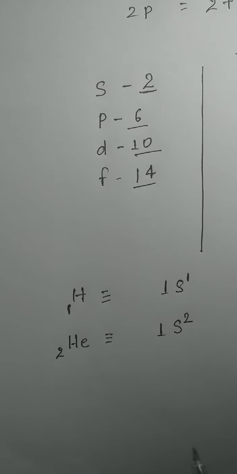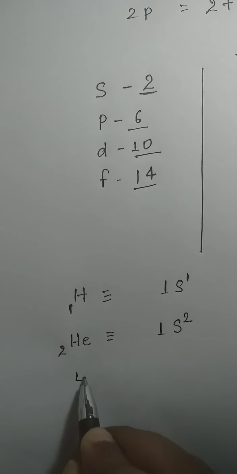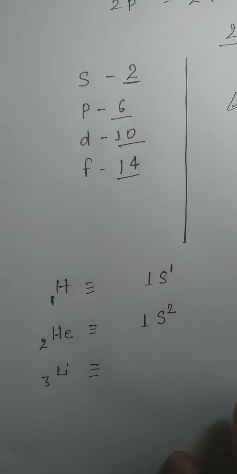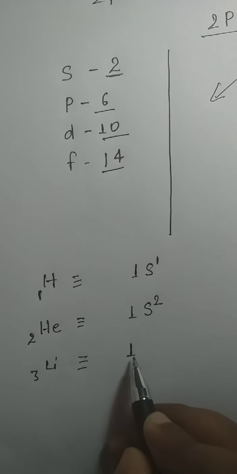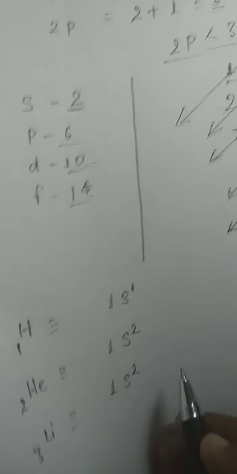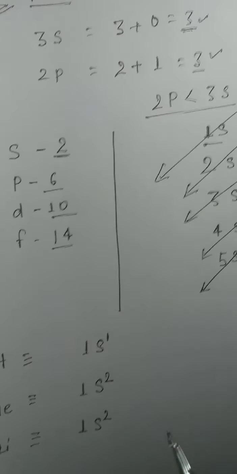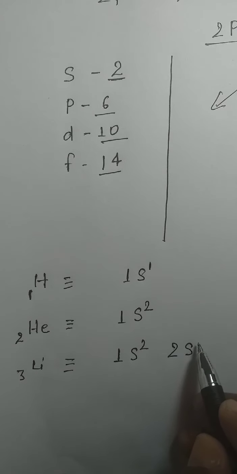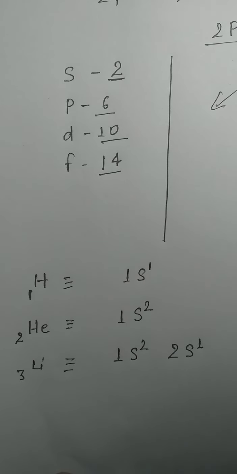Next we take the example of lithium. Lithium has 3 electrons and we write its electronic configuration. It becomes 1s2, and after 1s2 comes 2s. We know 2s can hold a maximum of 2, but the available electron is only 1, so we write 2s1.